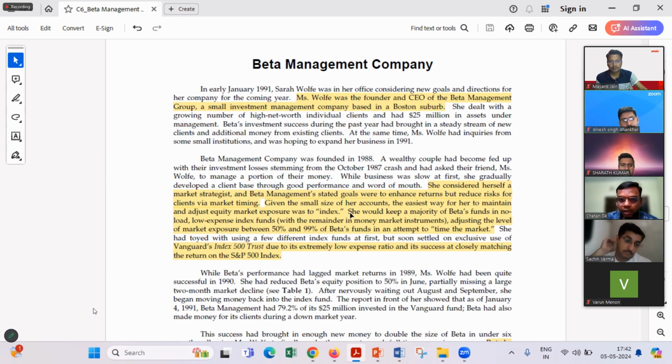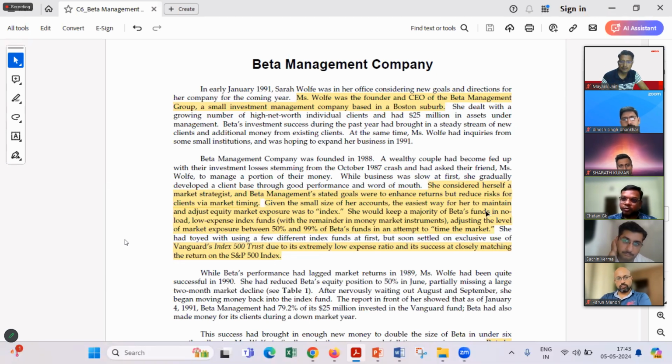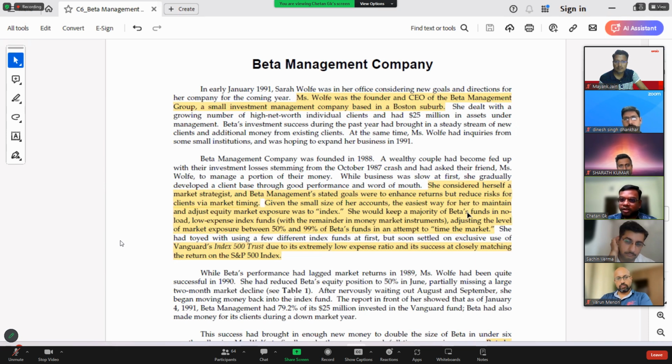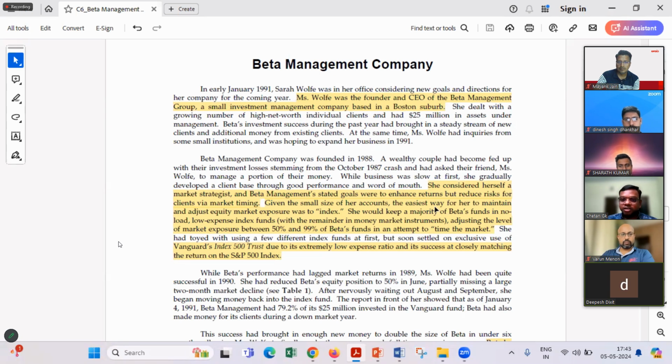Understood, sir. So next, she would keep the majority of Beta's funds in no load, low expense index funds. Do you know what no load means? There is no entry or exit load. If you buy some mutual funds, there are going to be some loads. Earlier there was an entry load, and SEBI has removed it, at least in the Indian context. Exit load means if you exit any open-ended fund within 1 year's time, you have to pay some charges for the fund, and that is called an exit load.